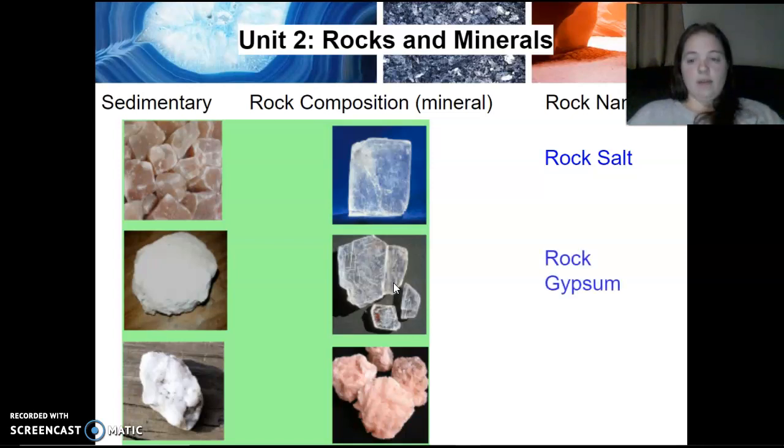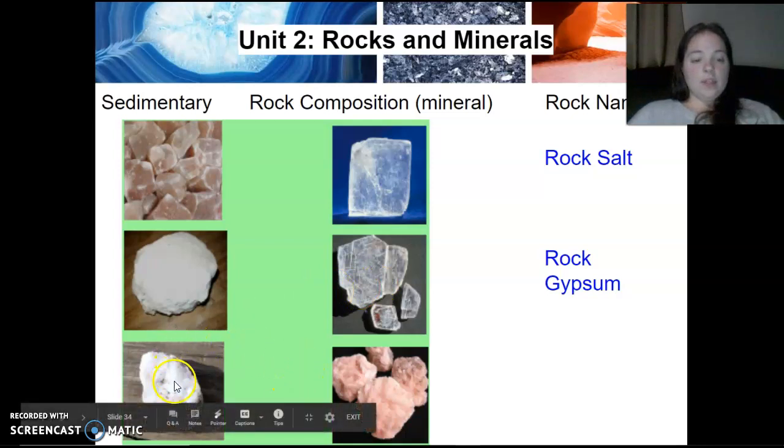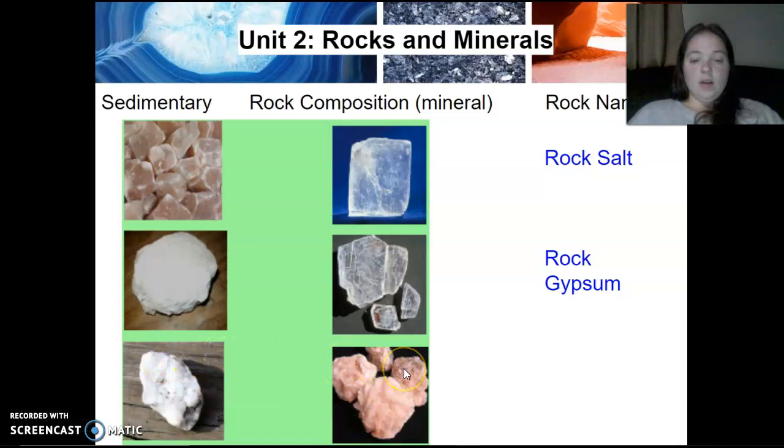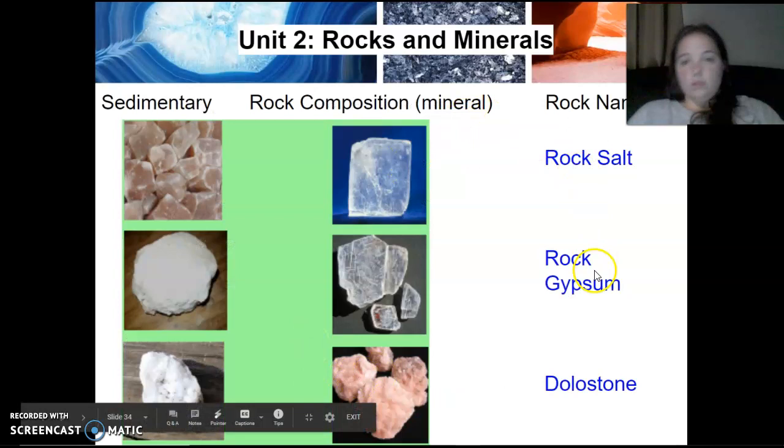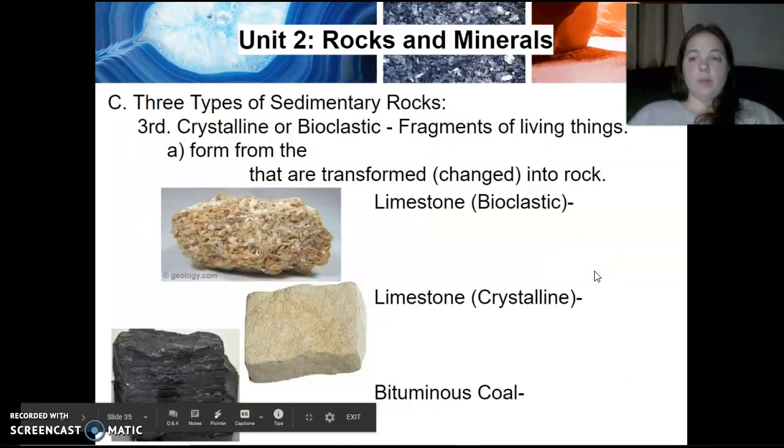For some reason I have highlighted, and I shouldn't. And then you have this one last one down here, which is, I want to say, dolostone. That is made of dolomite. We didn't look at that one. So here's some of the sedimentary rocks.